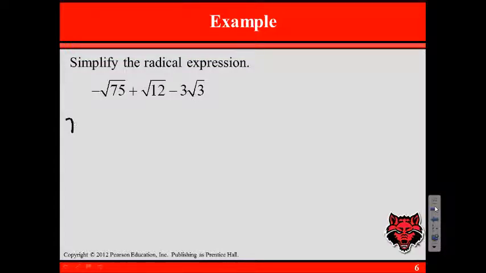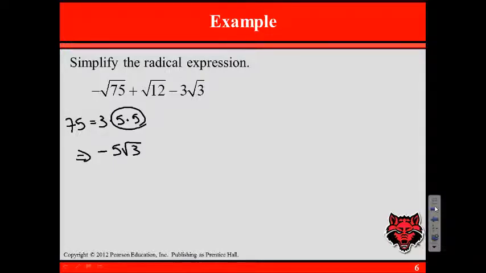So we start with 75. The prime factorization of 75, we know that 75 is 3 times 25, which is 5 times 5. We have an identical pair of 5s. So we can bring that 5 to the outside with the negative sign that's already there. This becomes negative 5 square root 3.